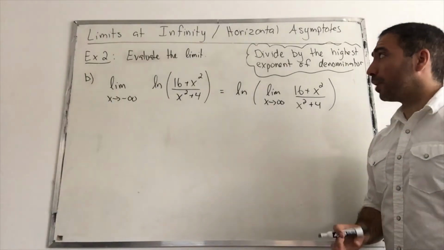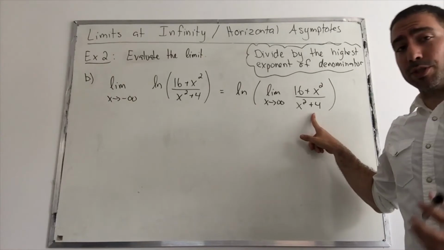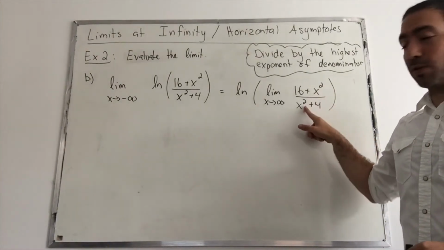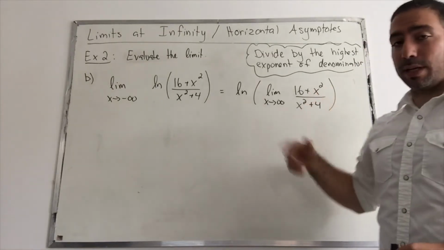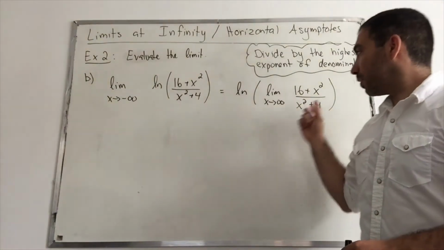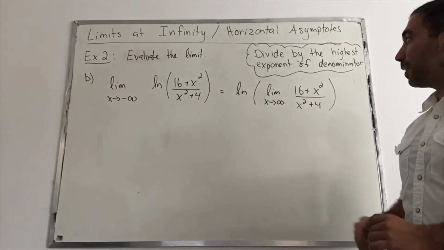So in the previous example, I showed you guys divide by the highest exponent of the denominator. In this case here, again, we should know what the answer is. We have the highest exponent is x squared, the highest exponent on the bottom is x squared. They're the same, so the answer is the coefficients in front. It's 1 over 1. We expect it to be 1 to evaluate this. But let's go ahead and do it the proper way.